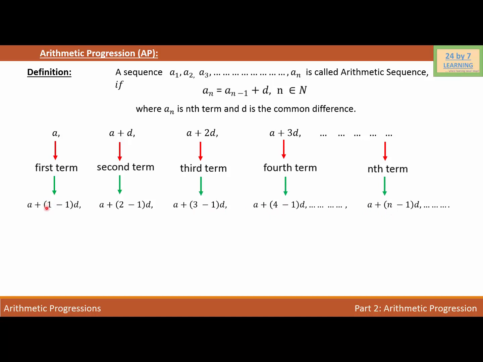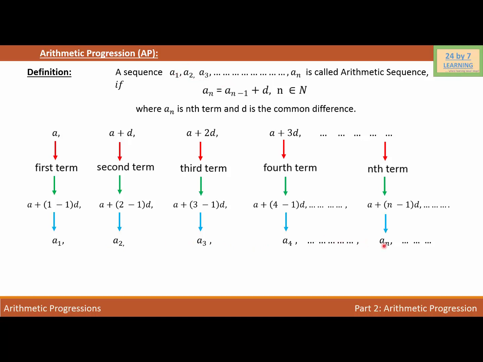So how do I denote my terms? The first term is A1, my second term is A2, my third term is A3, my fourth term is A4, and my nth term is An. And if you remember, at the top, we started with A1, A2, A3, all the way to An. And basically, these A1, A2, A3, A4, up to An are the same.